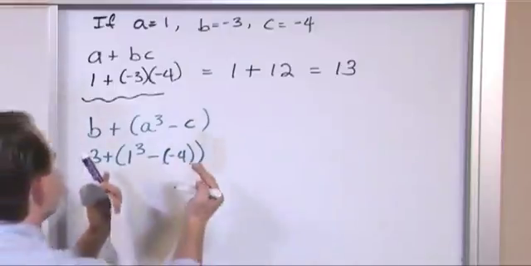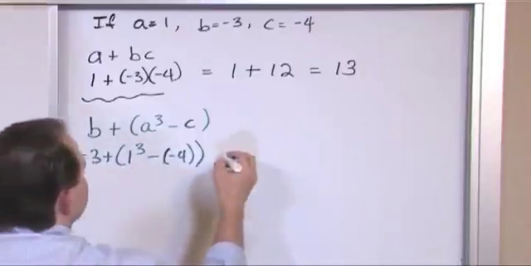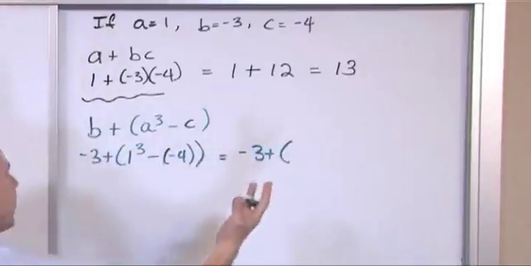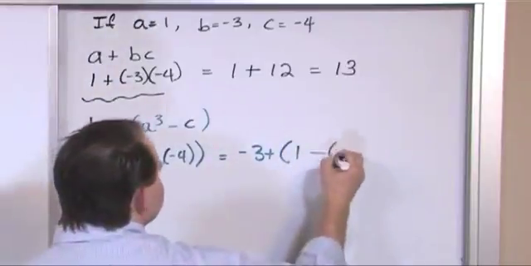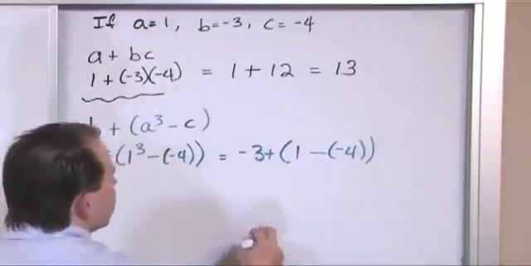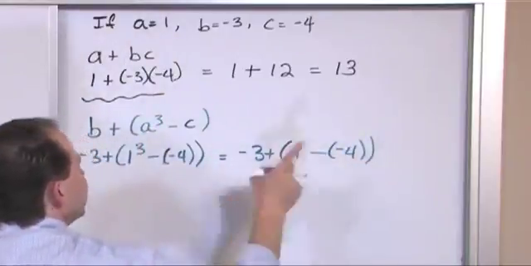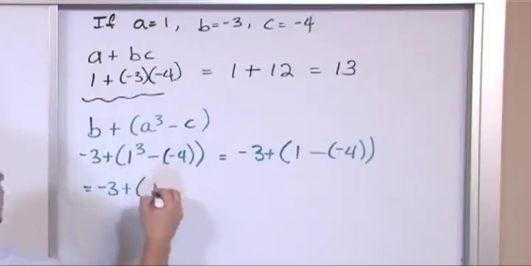Now we need to do what's inside the parentheses, right? So we'll have negative 3 plus, and then inside here, 1 cubed, just 1 times 1 times 1, is going to be 1. All right, and then we can just leave this exactly alone to make it clear. Now inside here, we can do this multiplication because multiplication comes next. So we'll have negative 3 plus 1.